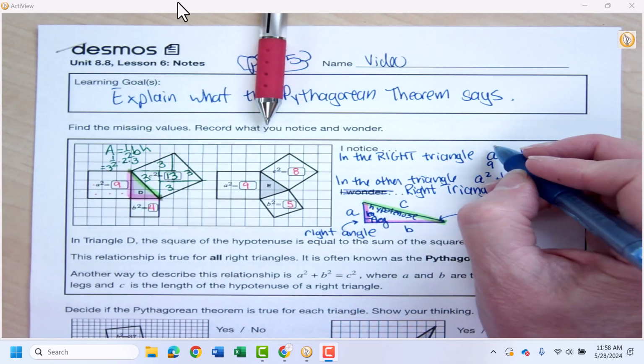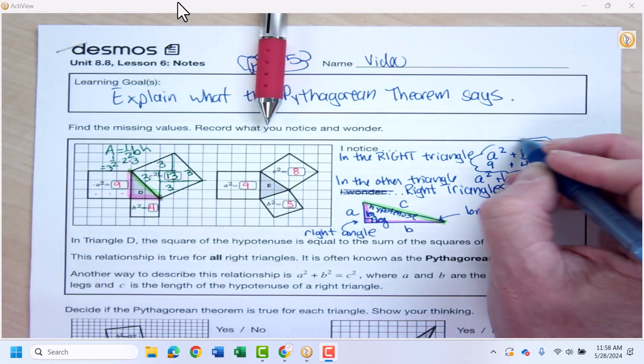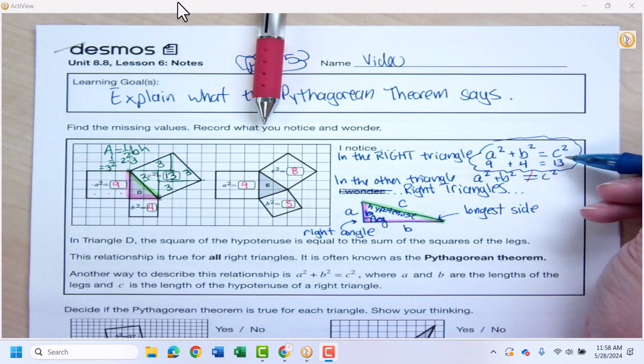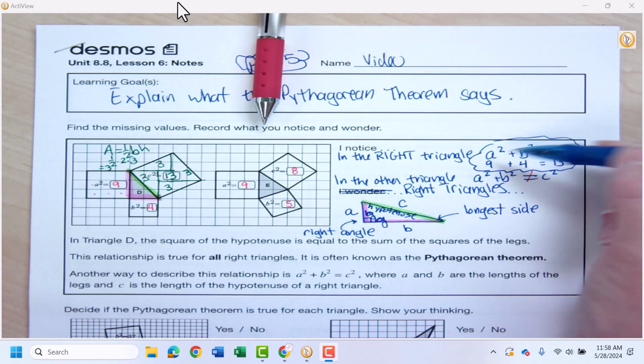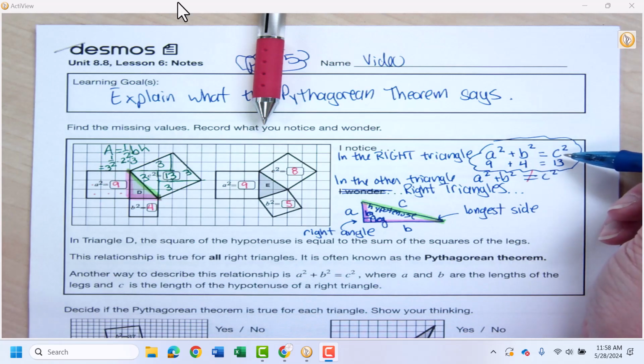Okay, so we've kind of introduced the Pythagorean theorem. It's this formula right here that says this leg squared plus this leg squared equals the hypotenuse squared. And that's true for every right triangle. Let's go ahead and move on.